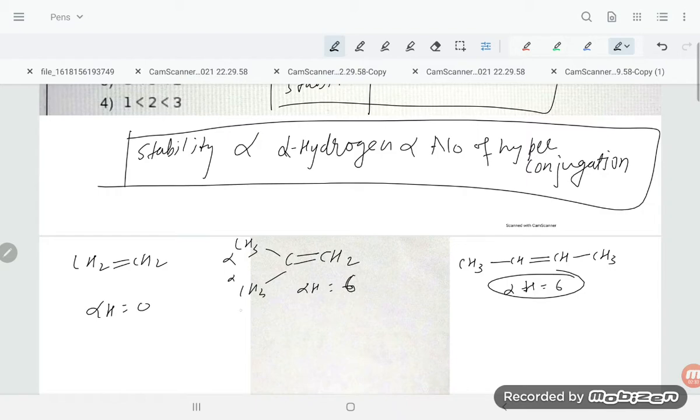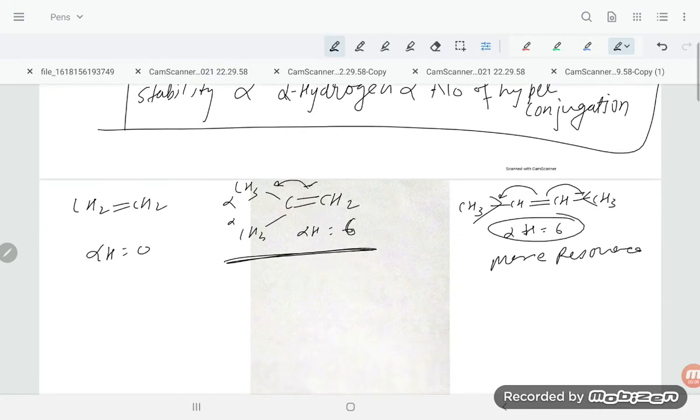Here is the 2 degree. So here resonance is more, students, compared to this one. Only 2 carbon possibilities are there, it can relocate here, but in this way it can relocate here, then here. So that is high resonance, more resonance, and more plus I effect.